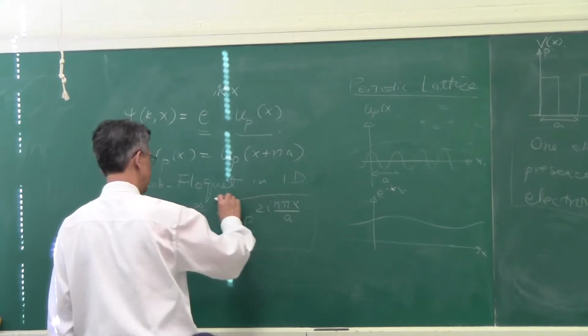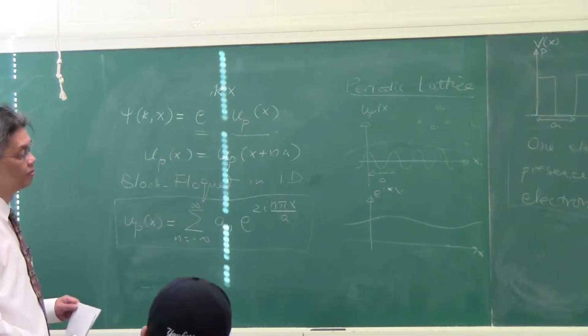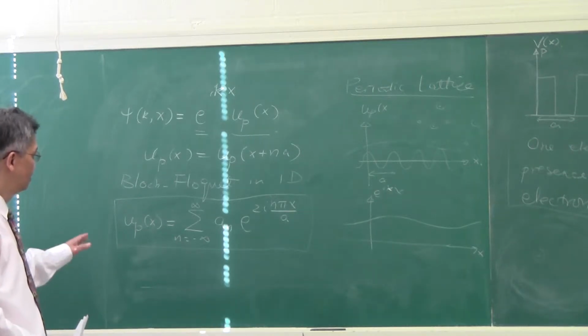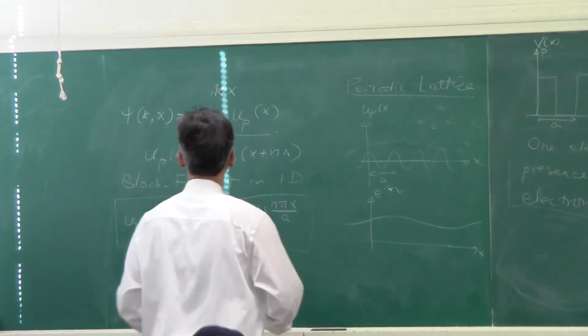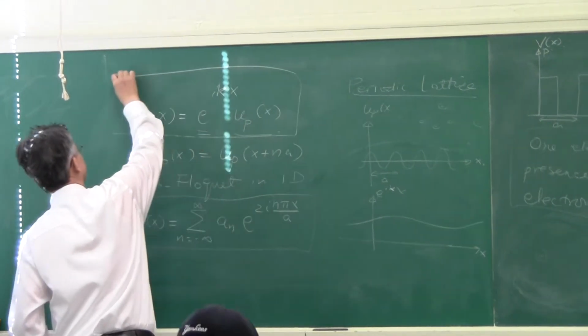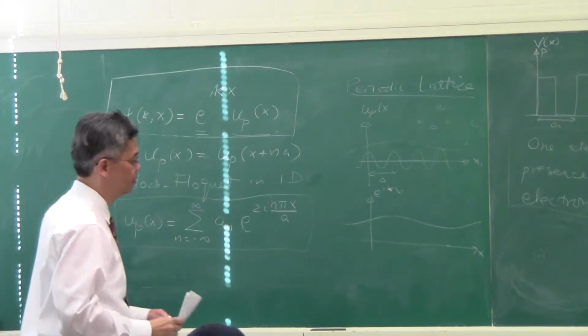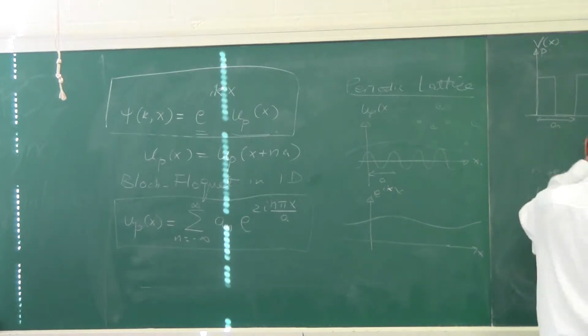Okay, so I can use this kind of Fourier series expansion to expand this periodic function, and this can be generalized to higher dimension. But let's look at the Schrodinger equation more closely. If u_k is something of this form, let's plug this form into the Schrodinger equation and see what we get out of it.